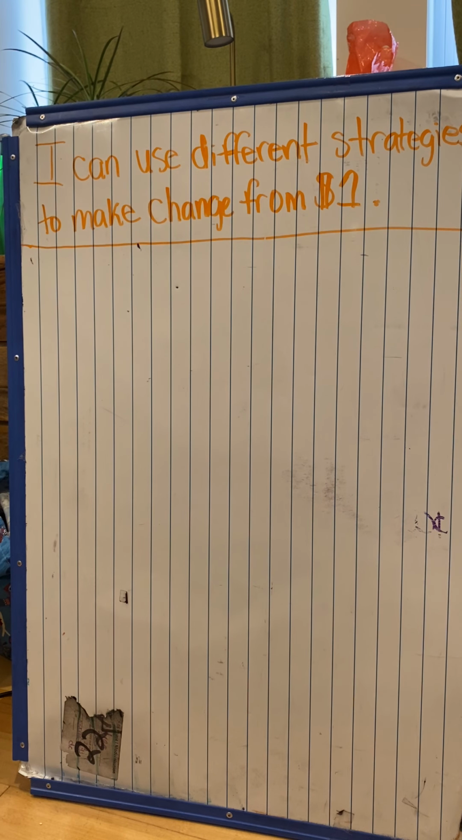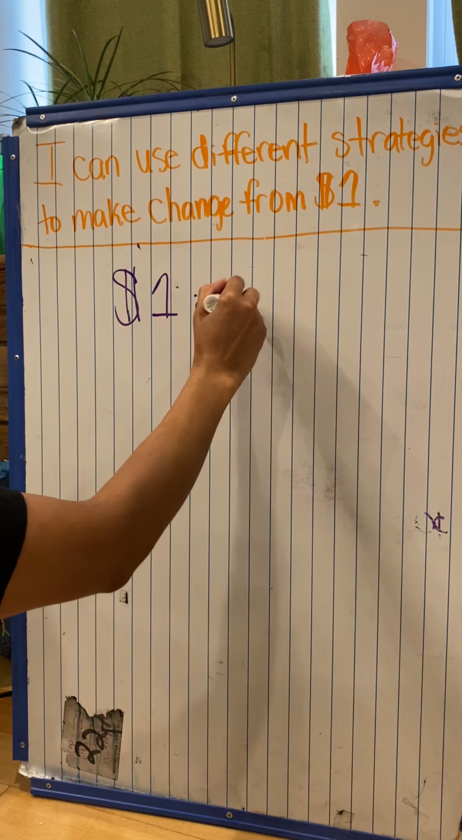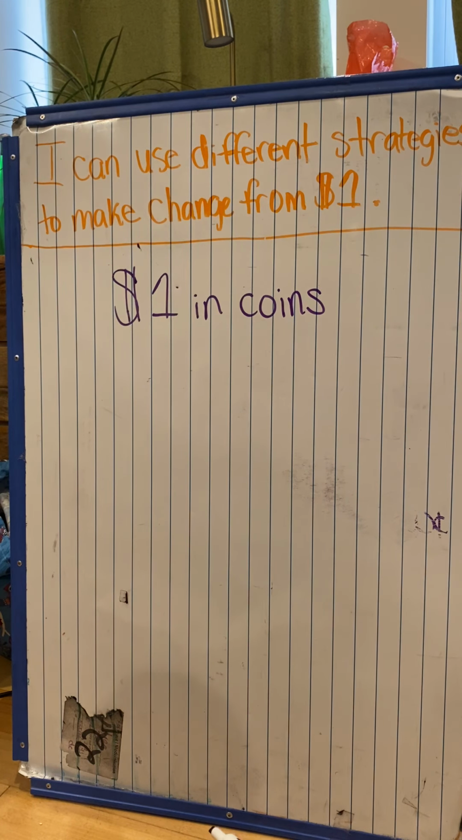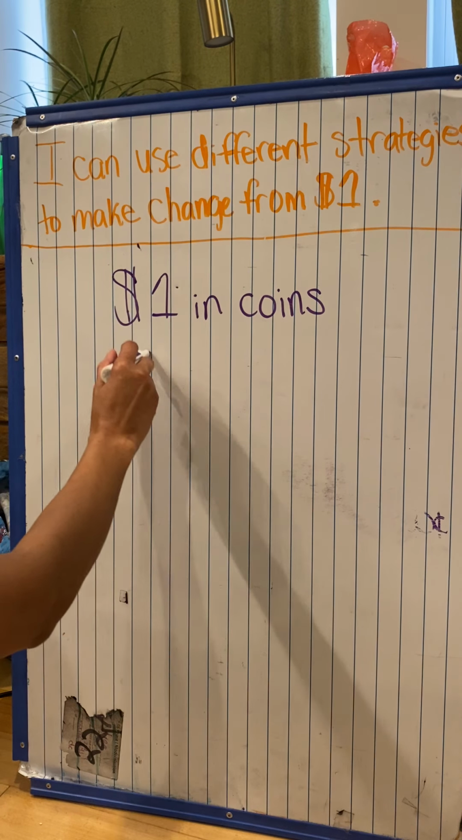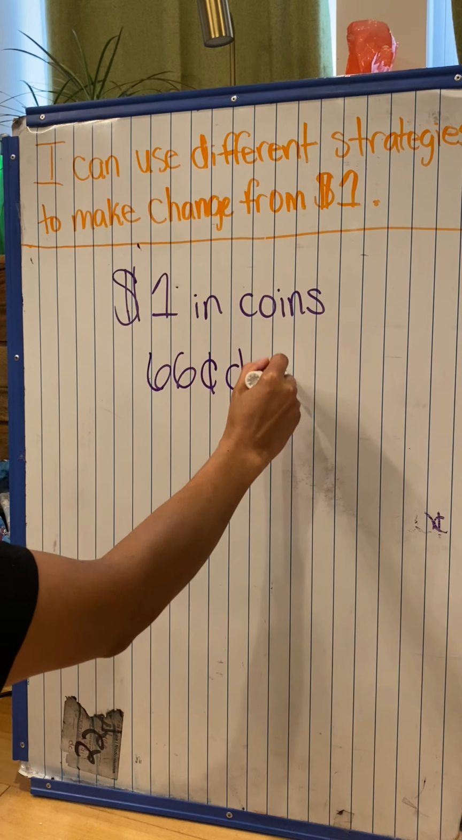All right, so we're going to try another situation. Let's say yesterday I had $1 in coins. I gave my sister all of the coins to buy some candy. When she returned, she gave me 66 cents in change. This is what my sister gave me.